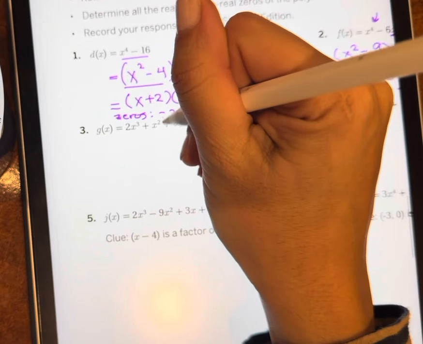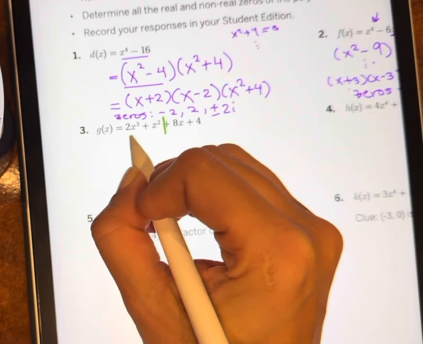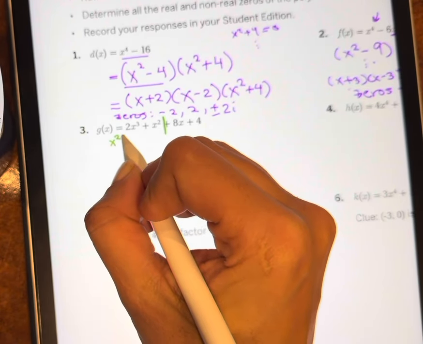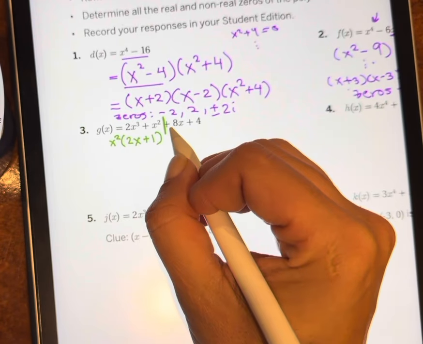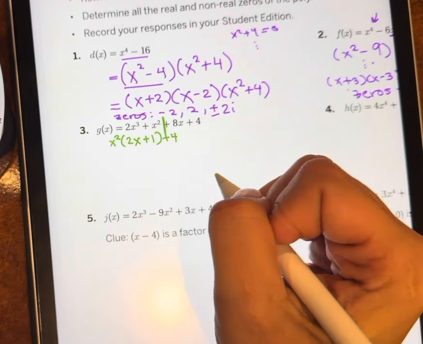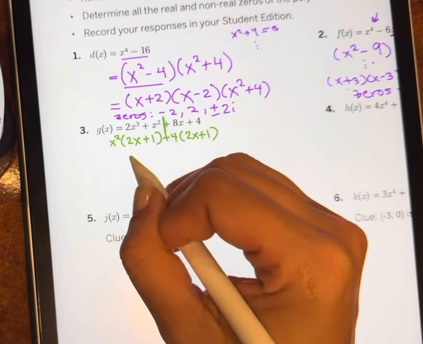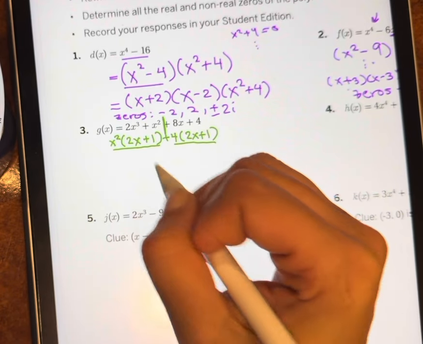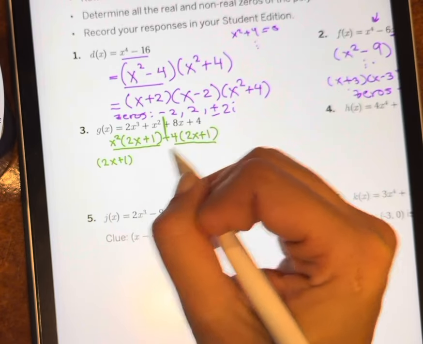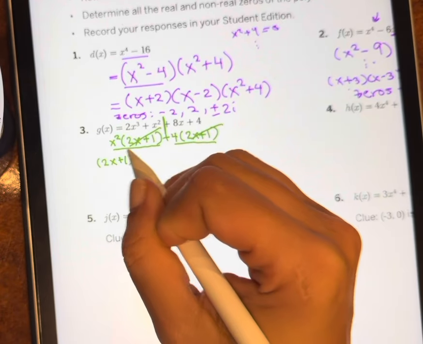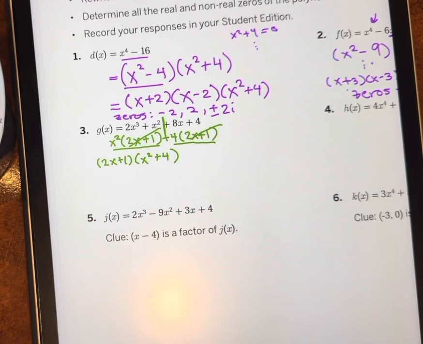Because I notice that if I divide this up right here, and if I take the GCF out of these two, that's an x squared. If I take the x squared out, I'll get 2x plus 1. And then over here, if I take the GCF, which is positive 4, out, I get 2x plus 1. And now I have these two. They both have a 2x plus 1. So if I take the 2x plus 1 that they both have out, I'll be left with x squared plus 4. So that's how that one factors, all right?